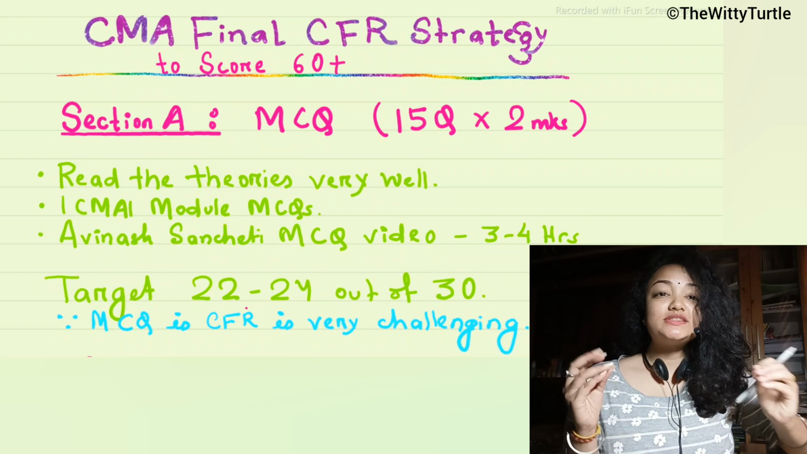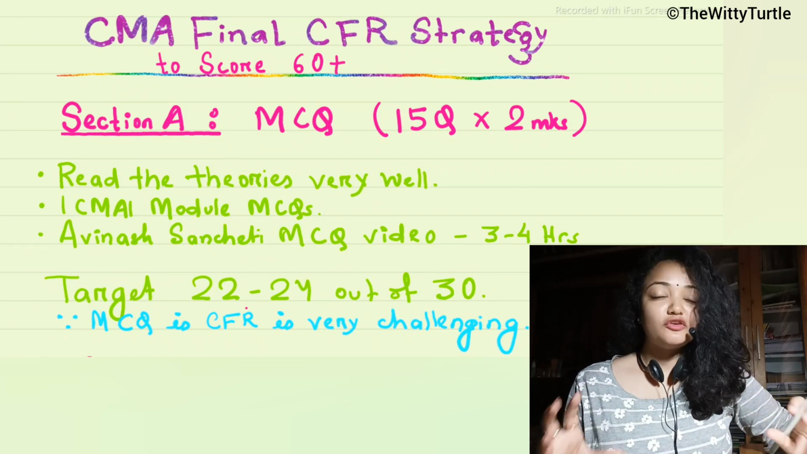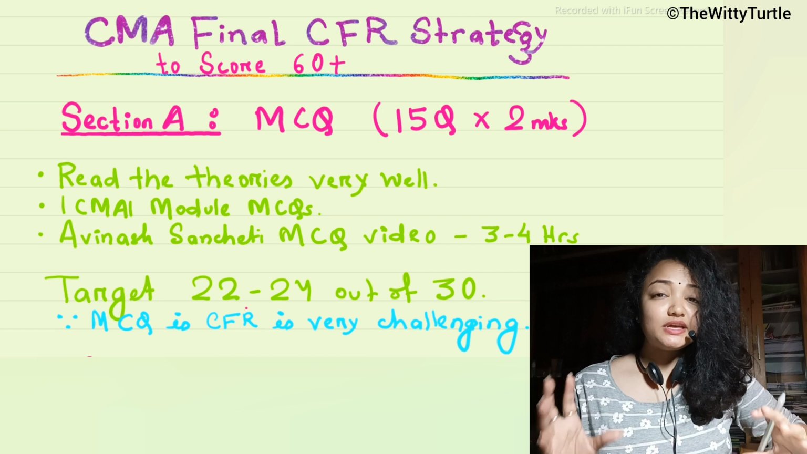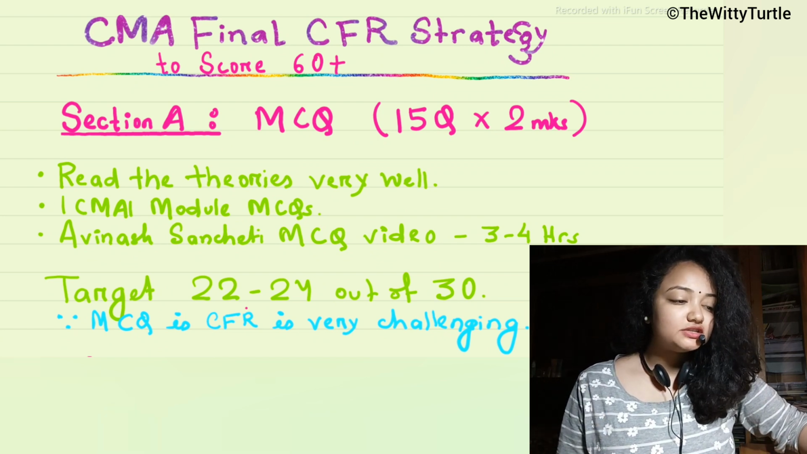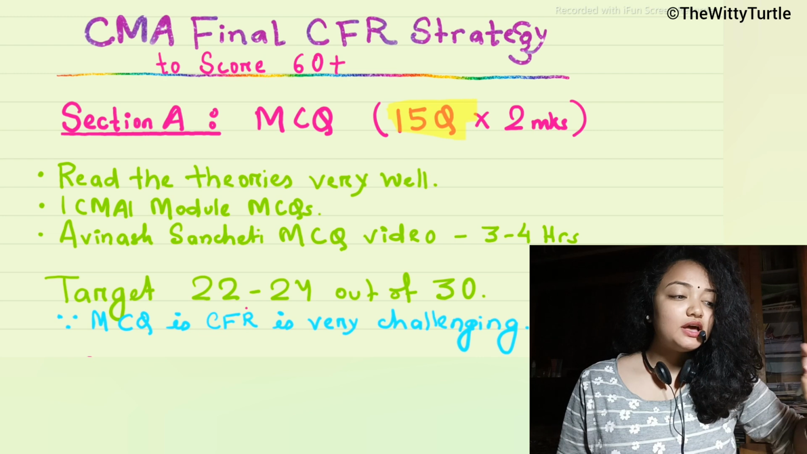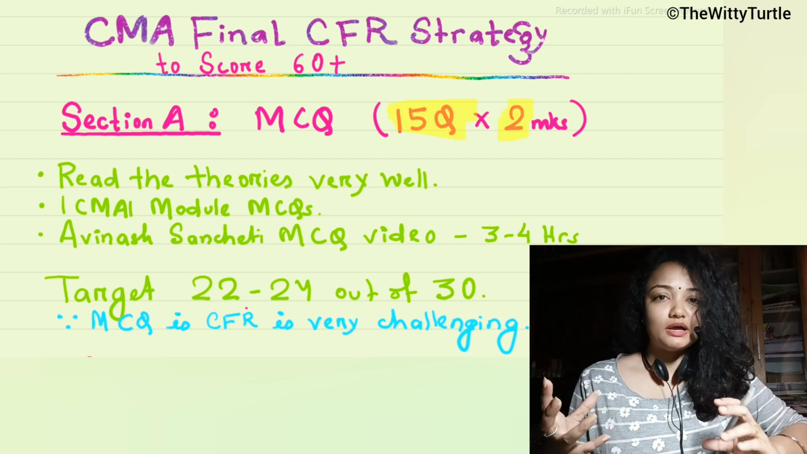Okay, so let's start with CMA final CFR strategy to score an exemption that is 60 plus. First, let's start with section A, which is the MCQ section, where you will be getting 15 questions, right? You'll be getting 15 questions, and that is of 2 marks each. So this totals to 30 marks, right?